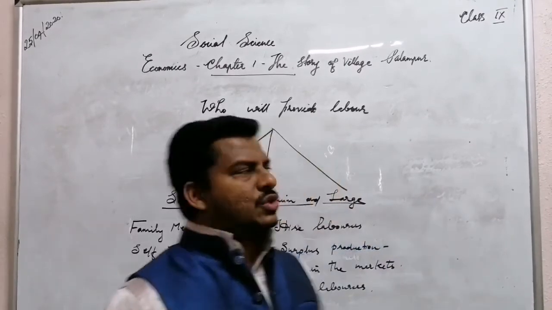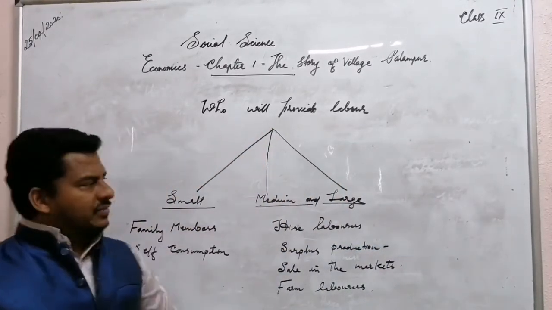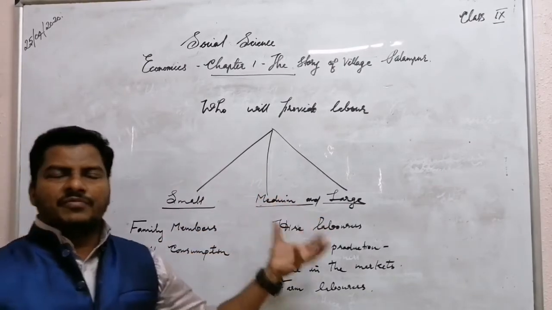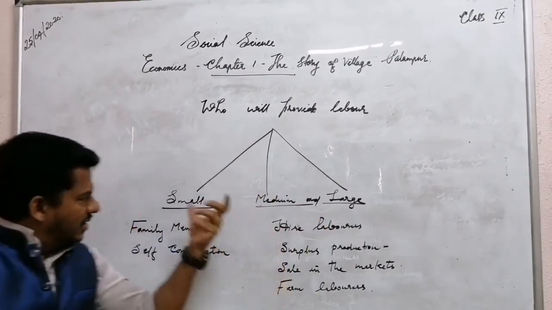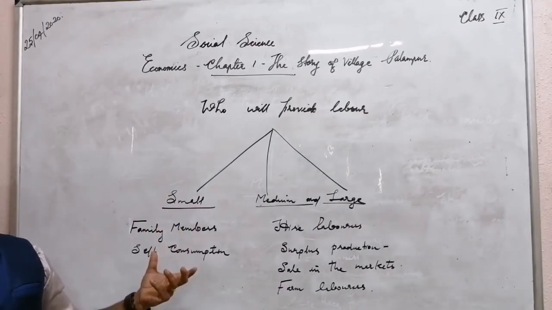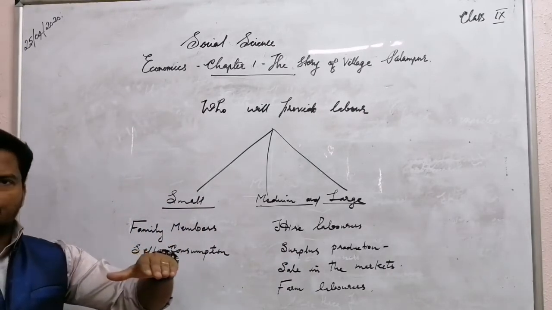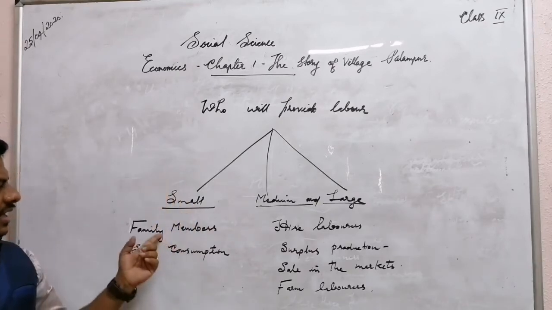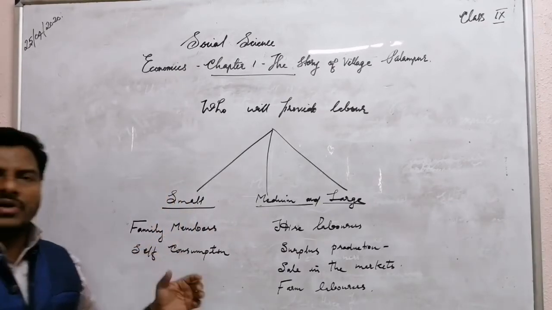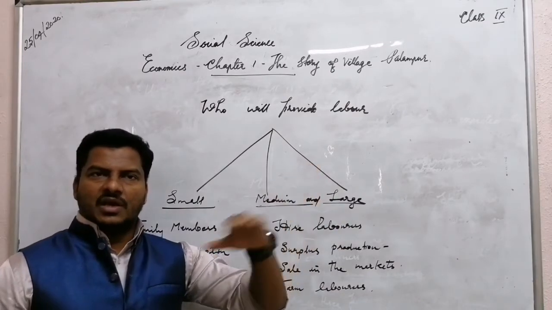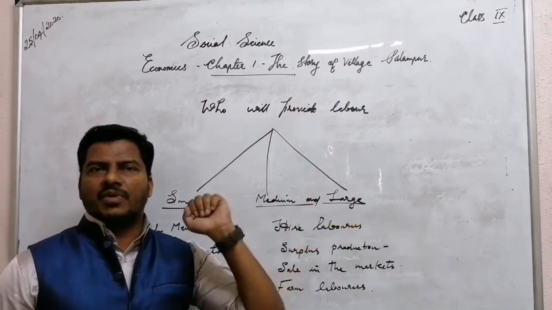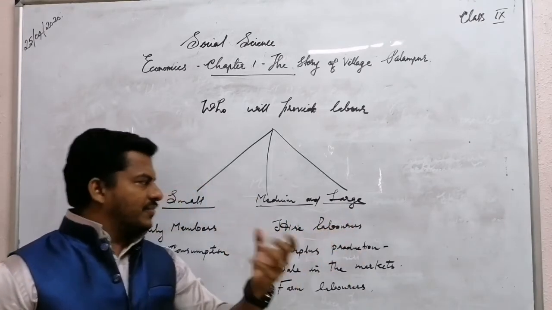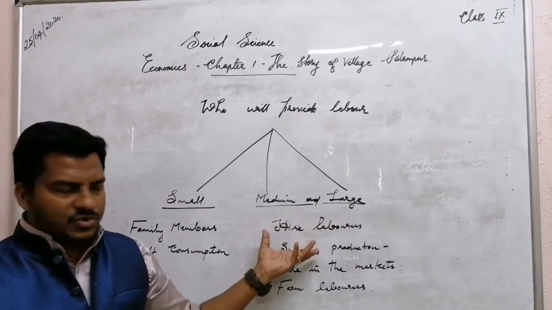In our village, who will provide labor? For small farmers, medium farmers and large farmers, where will they get the laborers from? For small farmers, the production is only for self-consumption. They are producing and using it for their own consumption only. Their family members do all the production activities. They are not hiring laborers from outside. But medium and large farmers hire laborers from outside.